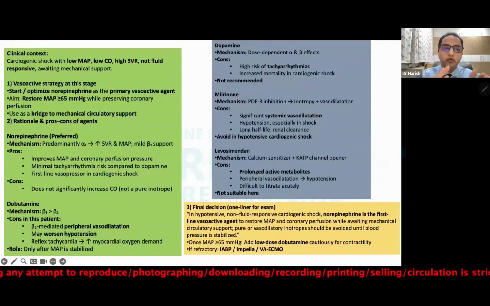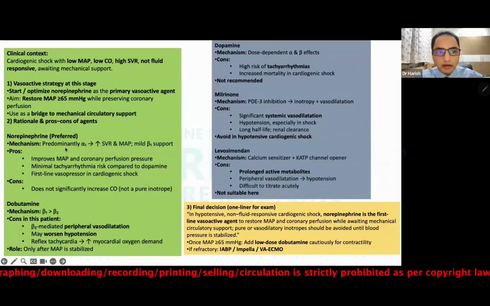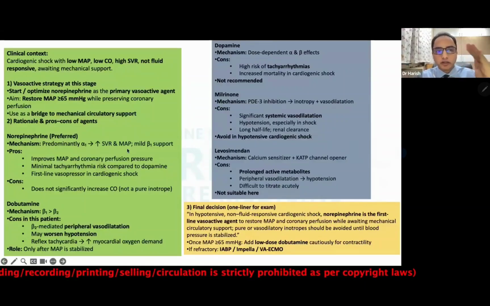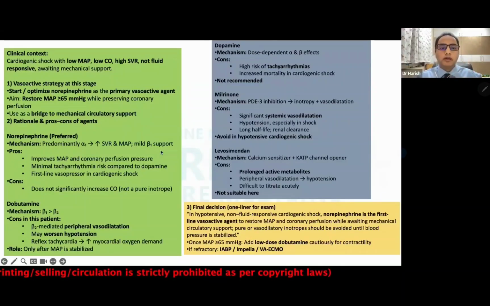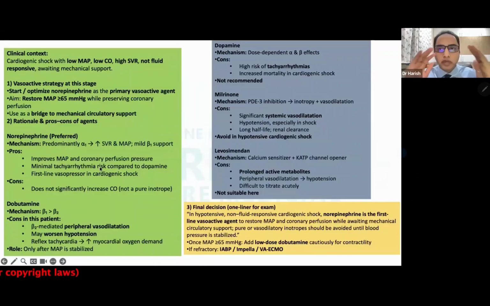So the rationale, pros and cons of the agents. Norepinephrine acts predominantly on the alpha 1 receptor with an increase in SVR and MAP, with mild beta 1 support. The benefits are improved MAP and coronary perfusion pressure, and minimal tachyarrhythmia risk as compared to dopamine. So it is the first line vasopressor in cardiogenic shock. The cons: it does not significantly increase the cardiac output, so it is not a pure inotropic agent.